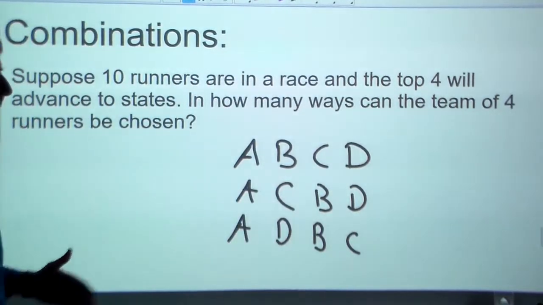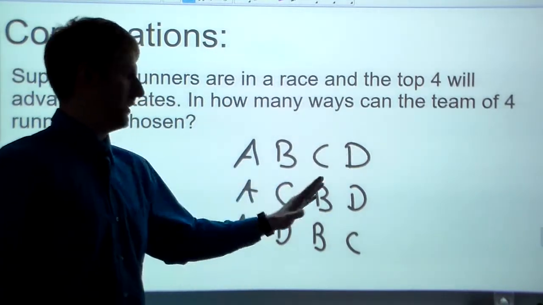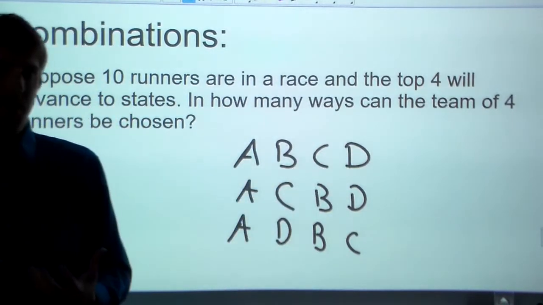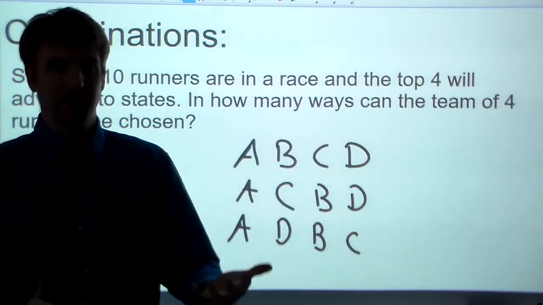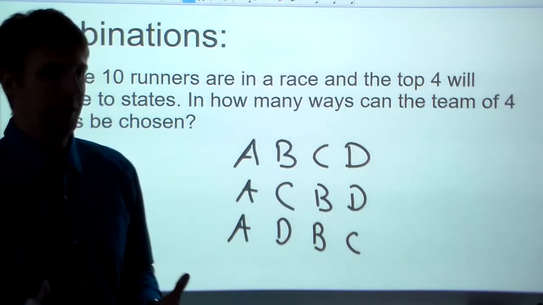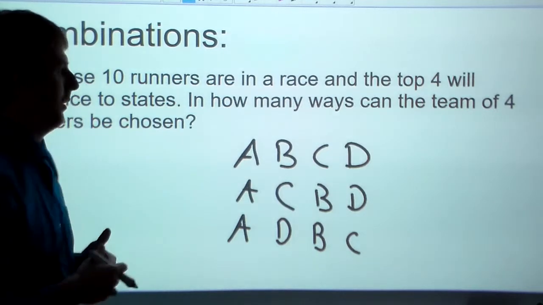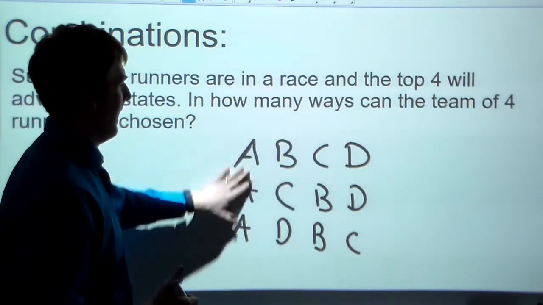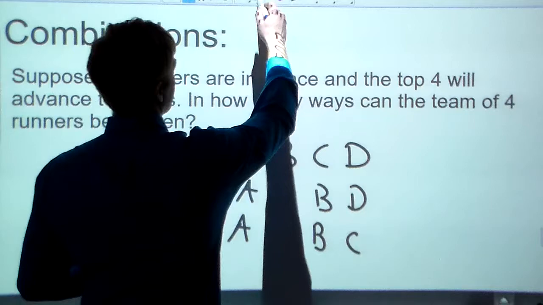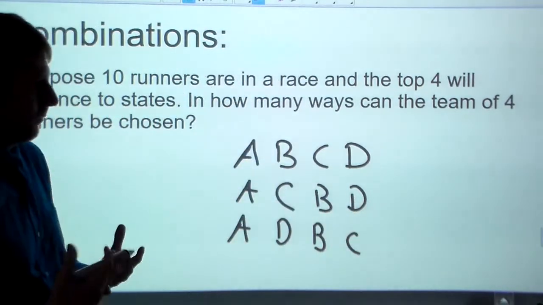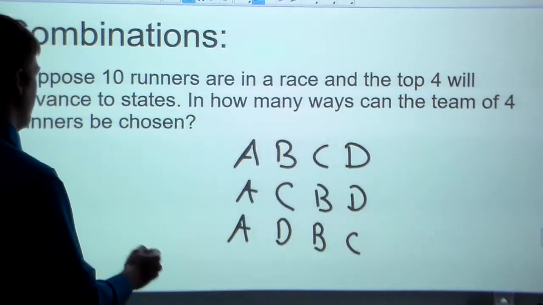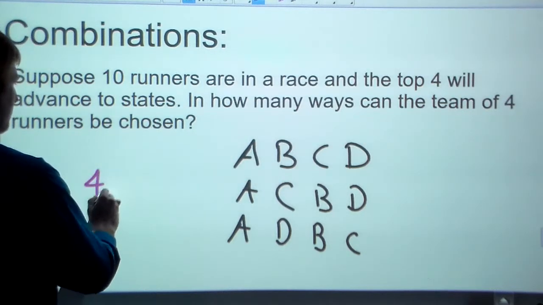Now, what I'm saying is if this is the order the 4 people finished in, but when it's just coming down to a team of those 4 people going to states, the order they finished in really isn't important. It's just that those were the top 4 finishers. So if you think about how this might play out, it's another permutation, because if there's four spots, then someone gets the first spot.